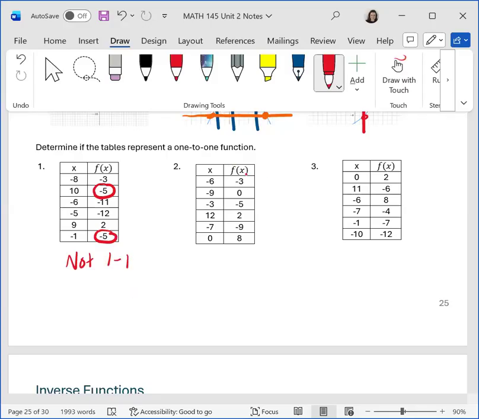Number two, if I look for repeating y values, there are no repeating y values. Therefore, this is one-to-one. And then number three, looking for repeating y values, I do not see any repeating y values. Therefore, number three is one-to-one.